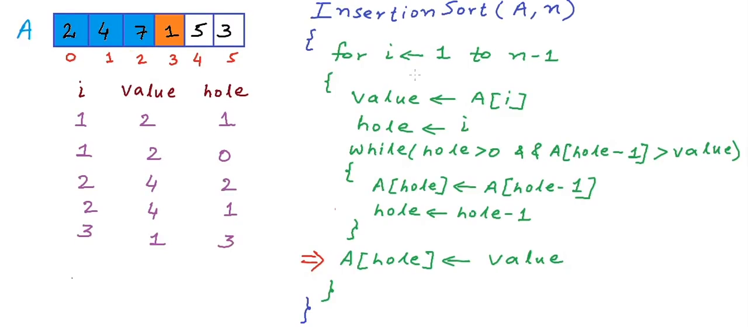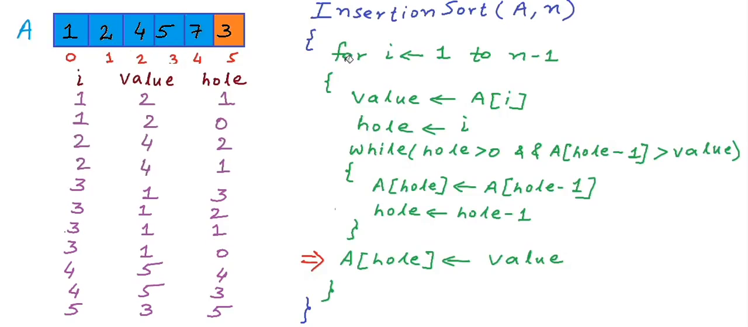For 1 we will shift all the numbers in the sorted subset. So finally we will have a sorted array.